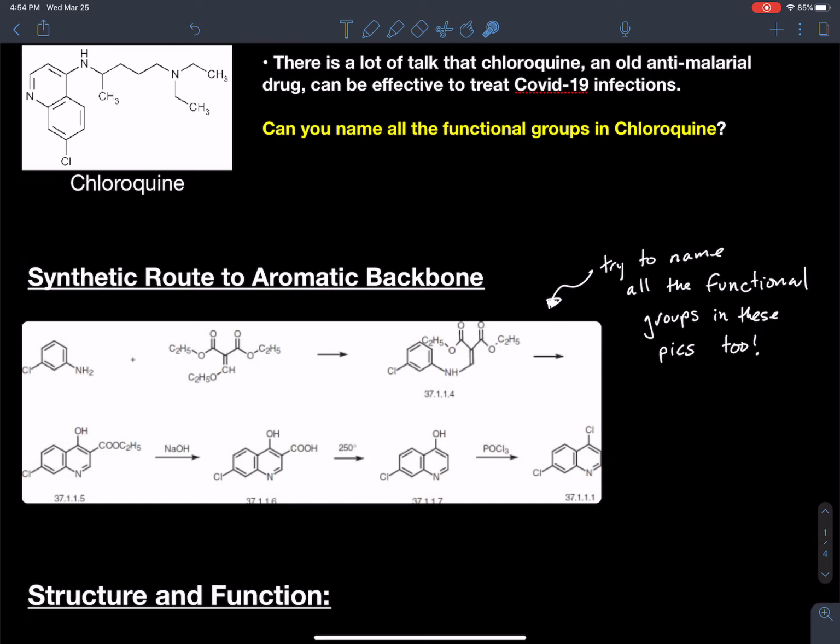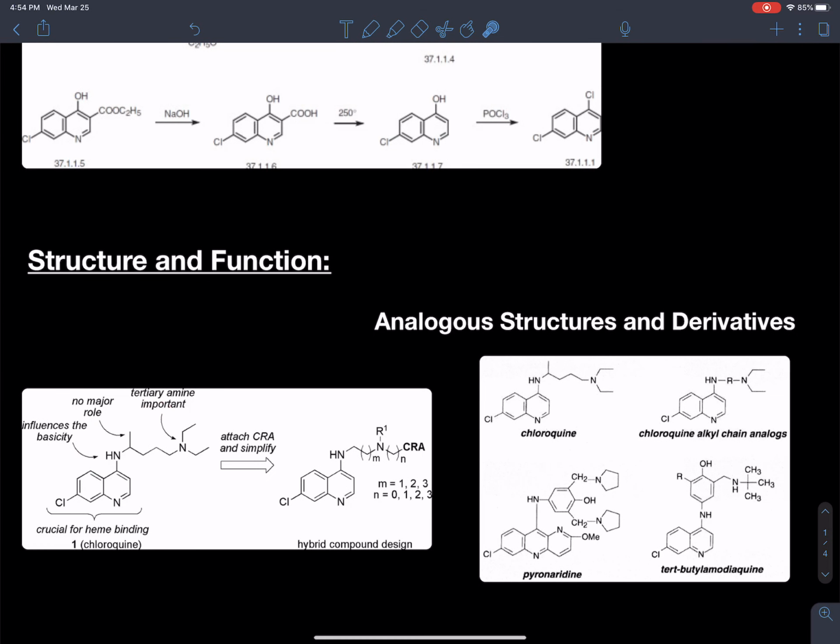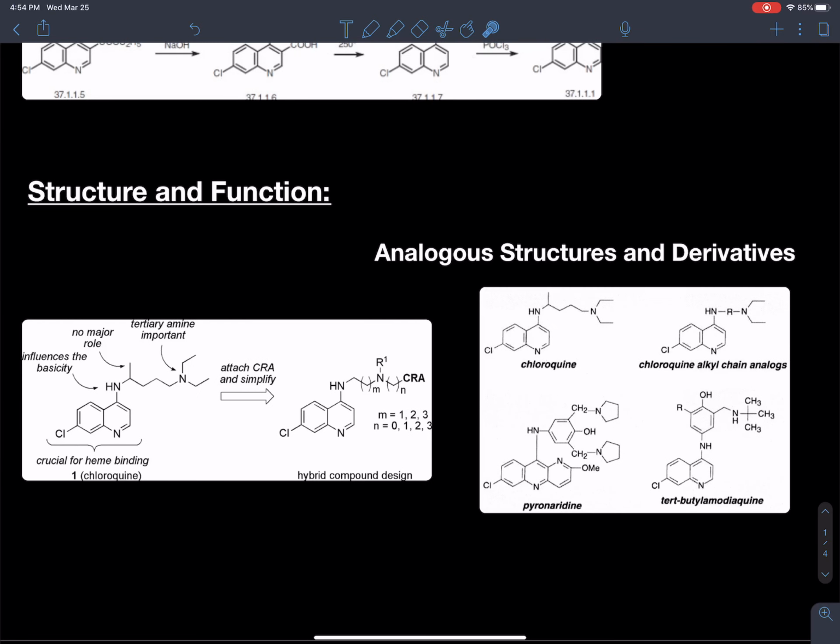But we're not done yet. After that, you have to do a bunch of other steps to then attach this side group on here, which is important. So what's the importance of this structure? How does chloroquine work when it's treating malaria?